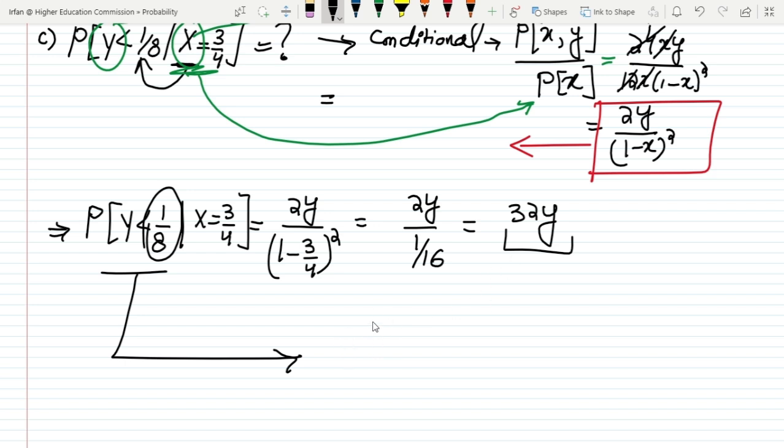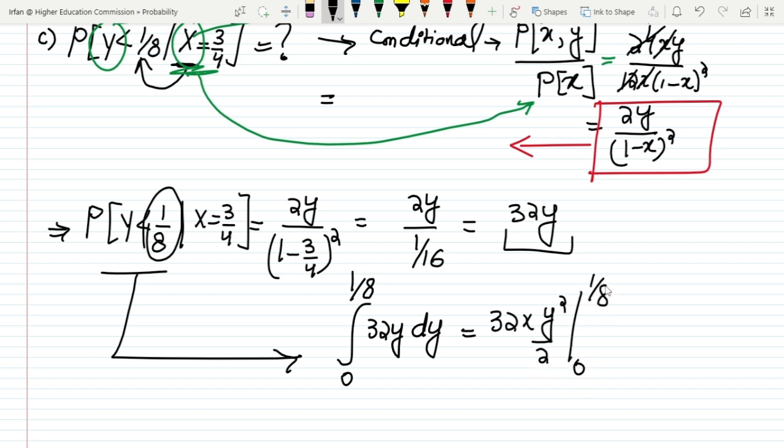Integrating from 0 to 1 by 8, because we are going to find the marginal density, it will become 32y dy. Now it will be 32 into y squared divided by 2, from 0 to 1 by 8, and ultimately solving it, I will get 1 by 4.